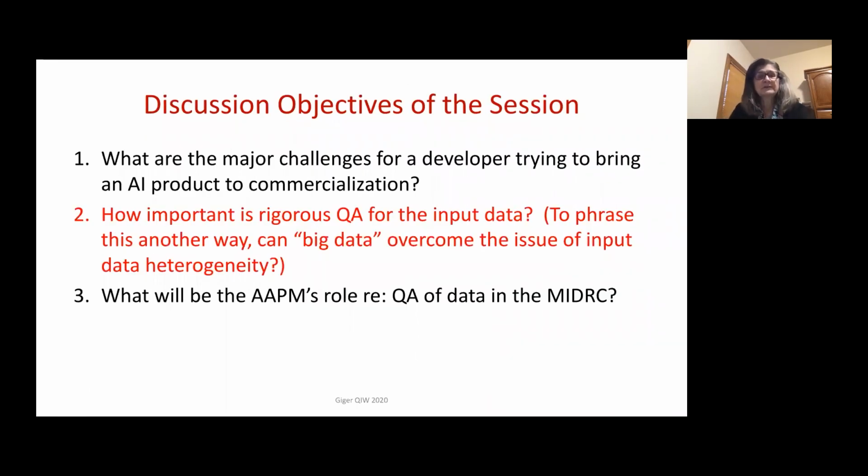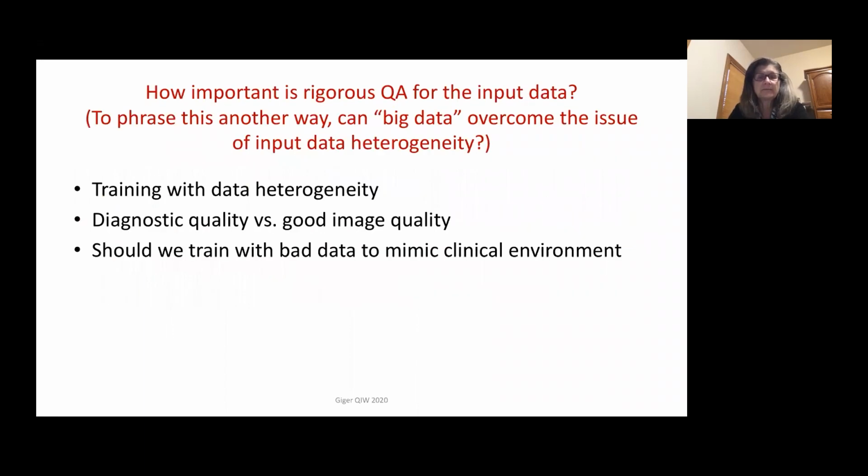Second objective of the session is how important is rigorous QA for the input data? That is, how, or I should say, can big data overcome the issue of input data heterogeneity? Well, one way is, do we train with heterogeneous data? And we also have to think about diagnostic quality and good image quality.